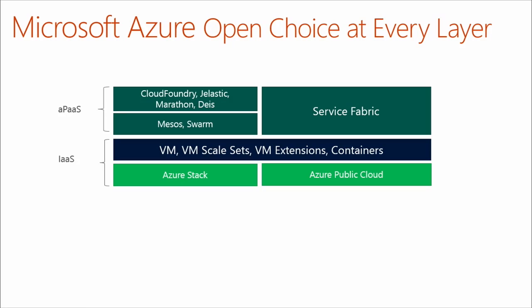All right, so if you go to the open choices that you have, and remember we talked about the IaaS PaaS spectrum. So you've got Azure and Azure Stack and the infrastructure. Then we have VMs. We talked about VM scale sets. We saw the demo. We have VM extensions, containers. This is like your operating system infrastructure. And then on top of it is where platform as a service layers on top of it.